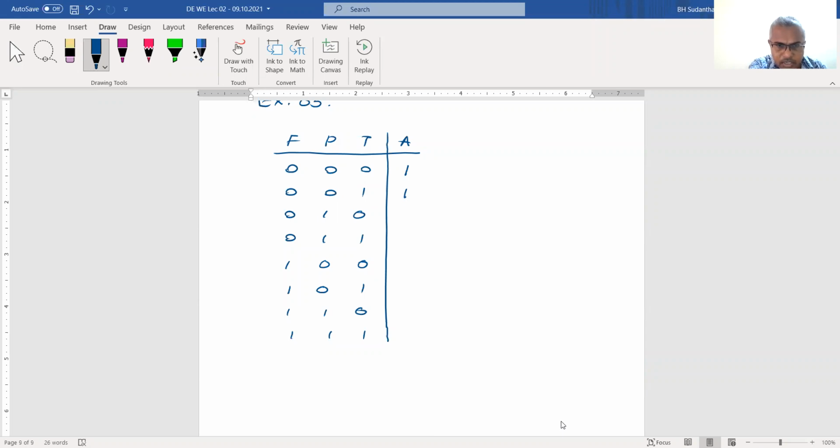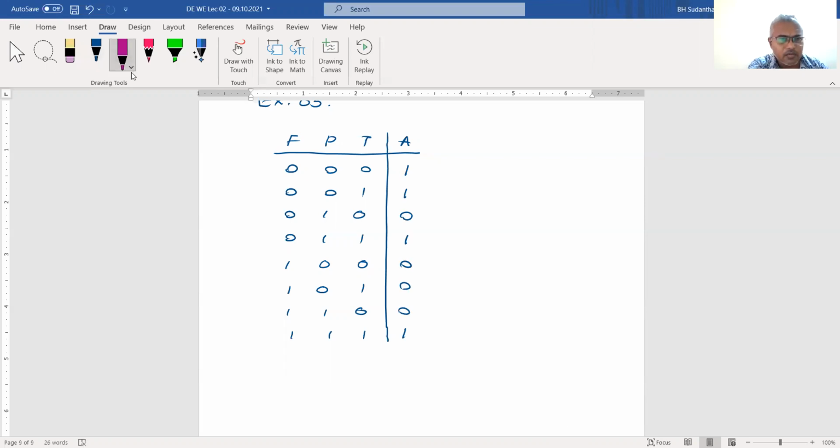The other one, pressure and temperature are high, P1, T1. Here you can see P1, T1. And not only here, you can also see P1, T1 in another combination. In other combinations, we put 0.